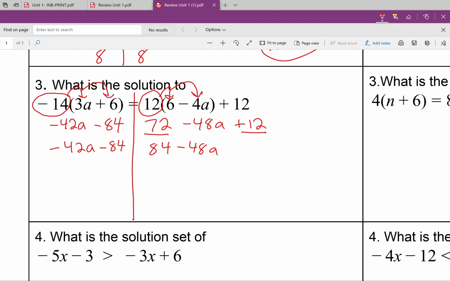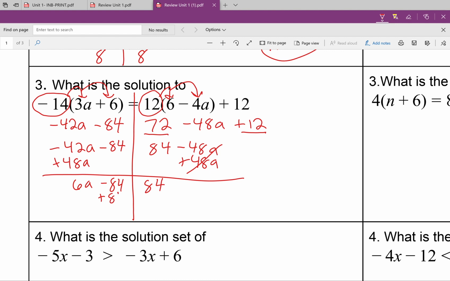Okay, then I want to get my a's to one side, so I'm going to add 48a to the other side. So negative 42 plus 48 is 6a. Then I'm going to bring down the negative 84 and bring down the positive 84. Okay, then I'm going to add this 84 to the other side, so I get all my numbers on one side. So 84 plus 84 is 168. So I have 6a is equal to 168.